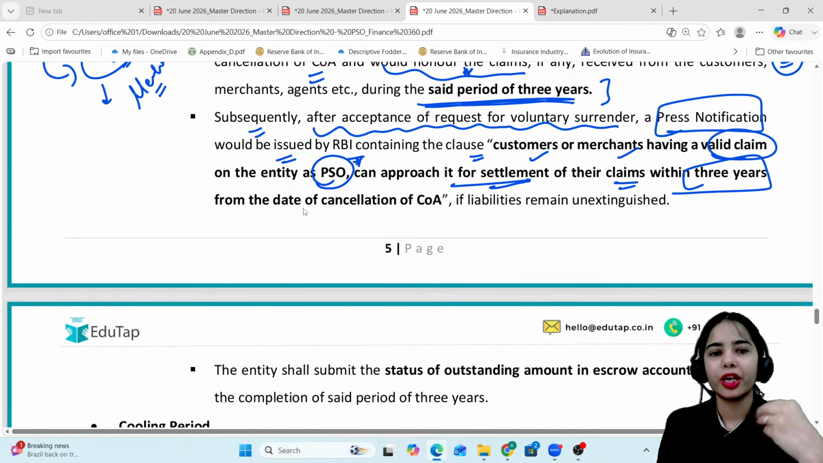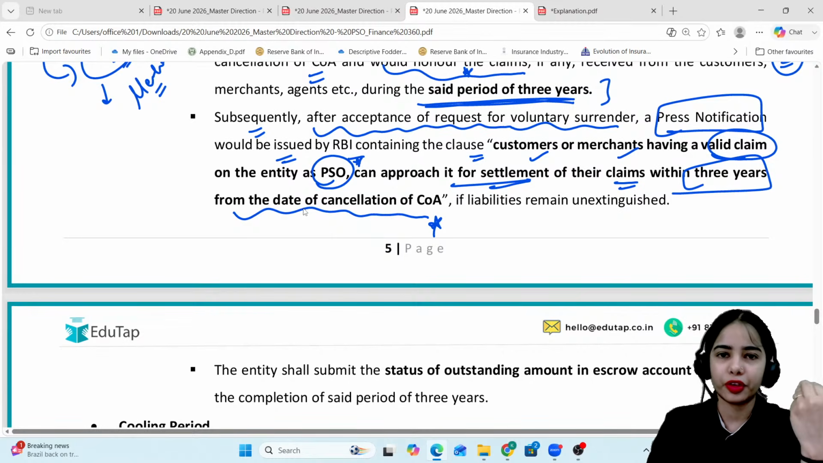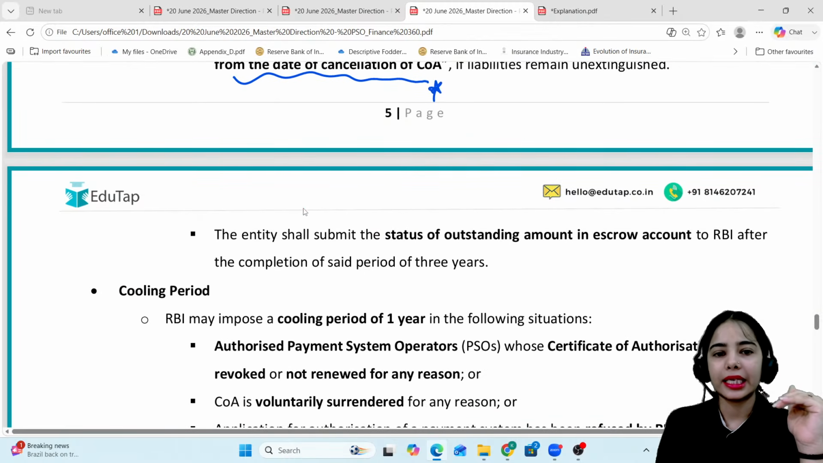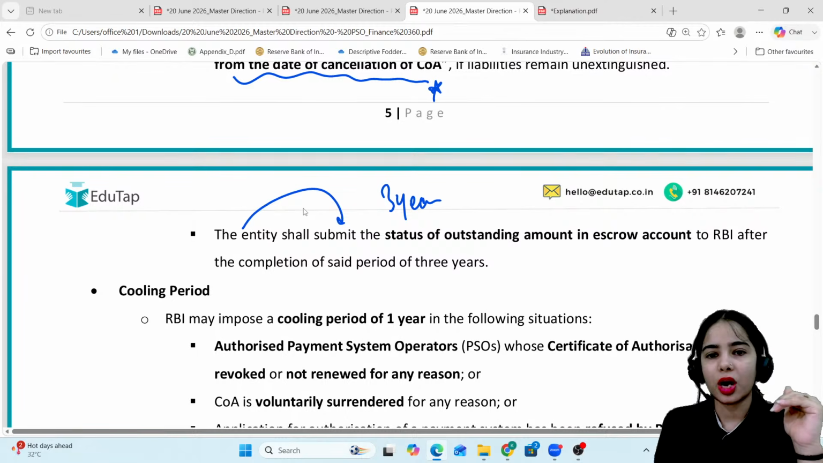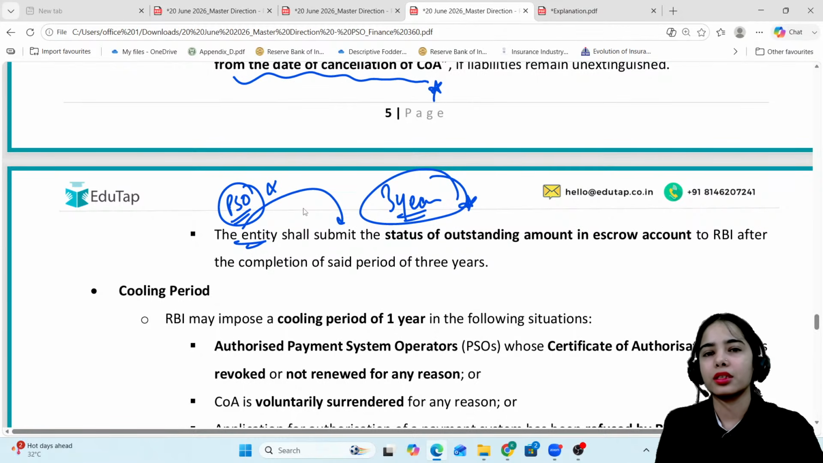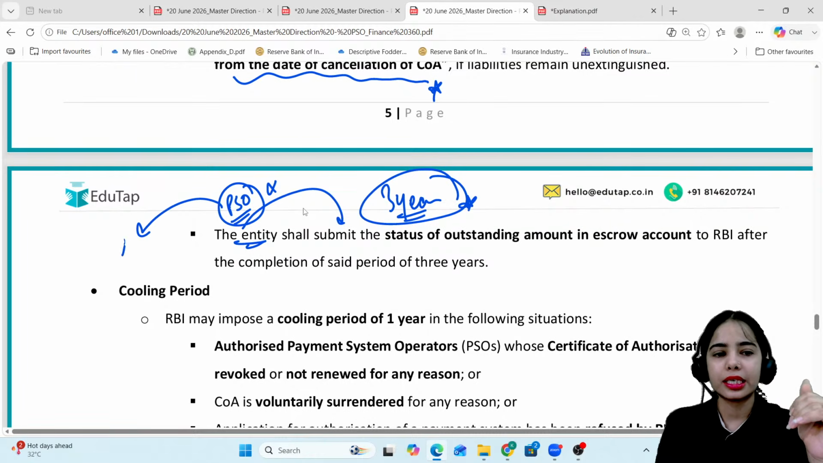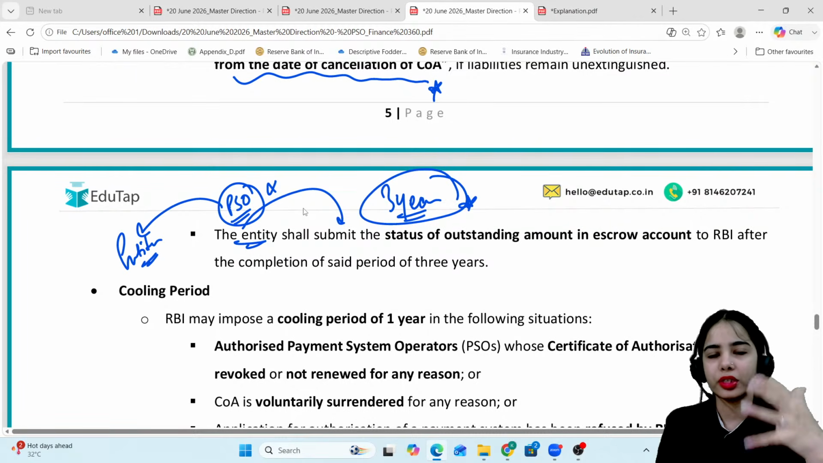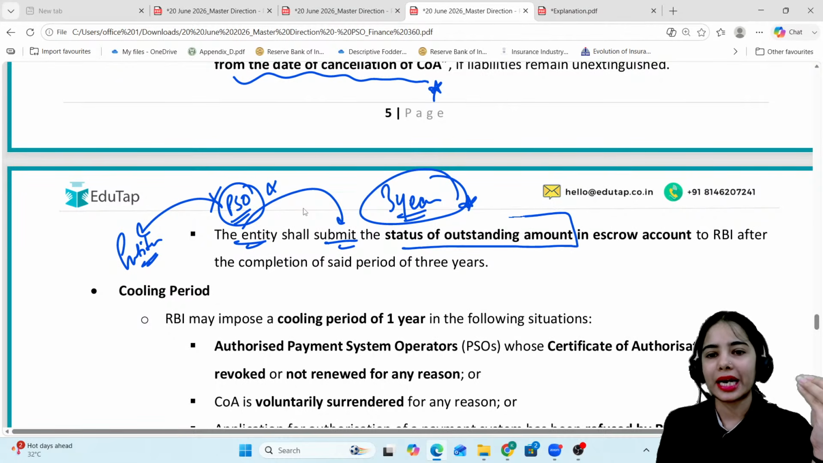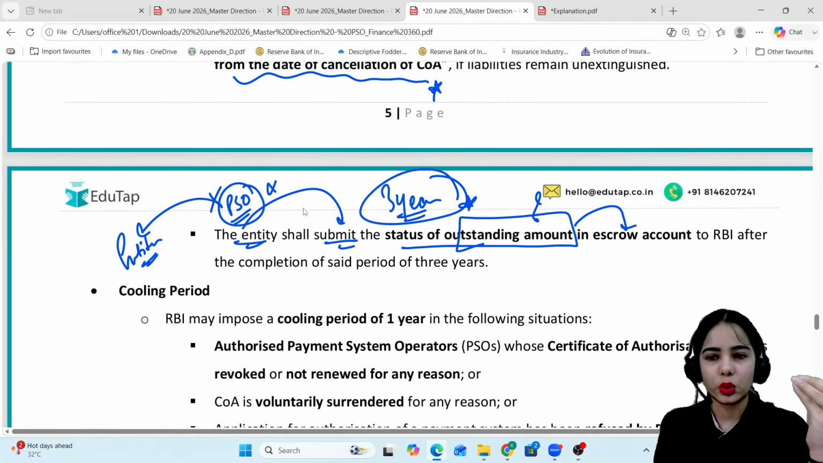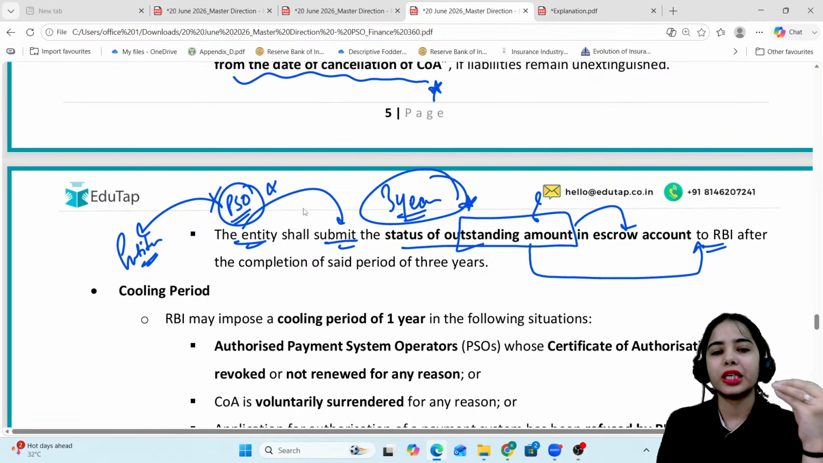From the date of cancellation of the certificate of authorization, after 3 years, the entity, that is the payment system operator whose certificate of authorization has now been cancelled, and which is no longer a payment system operator, shall submit the status of outstanding amount, that is how much amount is left in the escrow account, to RBI. So this information has to be shared with the RBI after the 3-year time period.